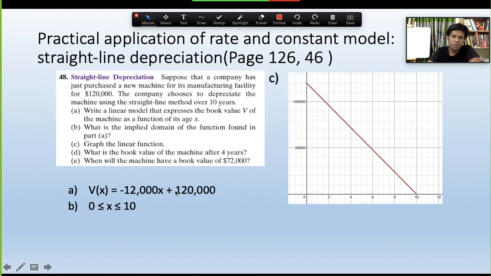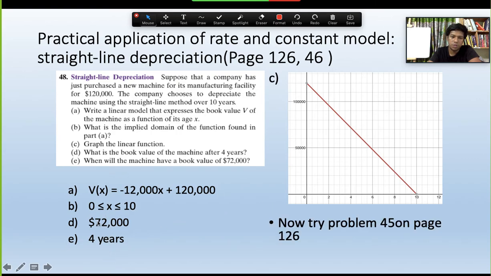Graph the function, same method, you put some value here, then plot it. That's the graph. After 4 years, what? That means put x equals to 4. 72,000 will be the value we have to put. This is after 4 years. This is what happens. D equals to this. When will the machine have a book value of this $72,000? That means we have to put $72,000 here. Then find out x equals to what? Answer will come 4.